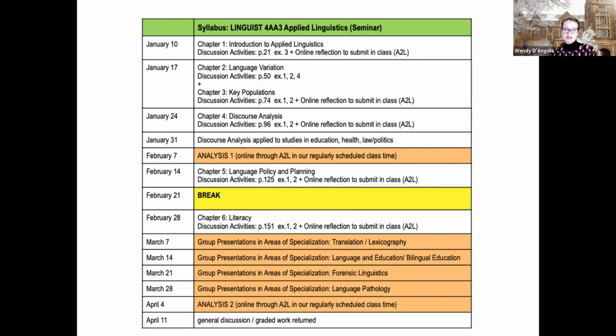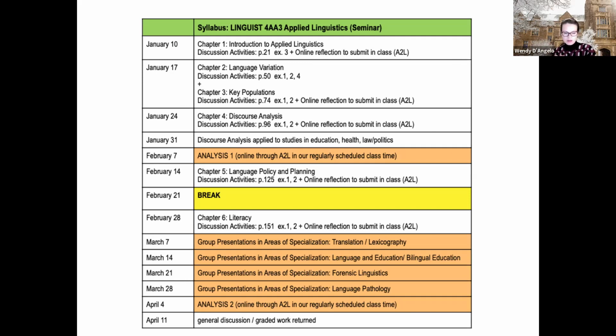presentation. Okay, so if, for example, you do choose translation, all of the groups that choose to work on either translation or lexicography will present in that particular week. So it means too that I'm limiting the number of groups that work on a specific area of specialization, because I want us to have variety. I don't want everybody working on forensic linguistics. Okay, that would not be a desirable outcome here. So some groups will work on translation, some on lexicography, some on language and education, some specifically in bilingual education, some in forensic linguistics, et cetera, et cetera, et cetera.